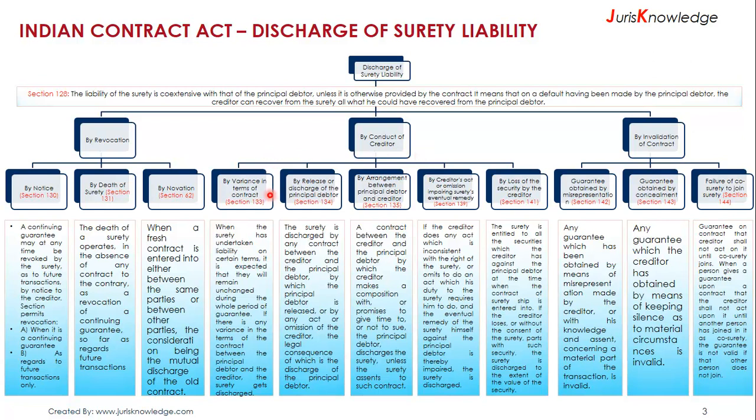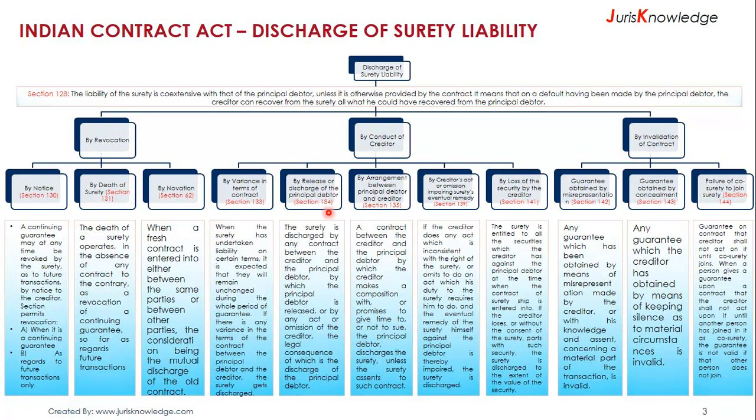The first is by variance in terms of the contract under Section 133. When the surety has undertaken liability on certain terms, it is expected that they will remain unchanged during the whole period of guarantee. If there is any variance in the terms of the contract between the principal debtor and the creditor, the surety gets discharged by default.